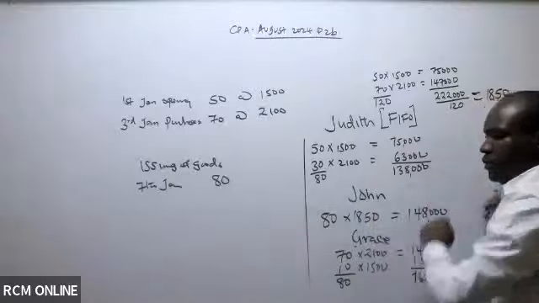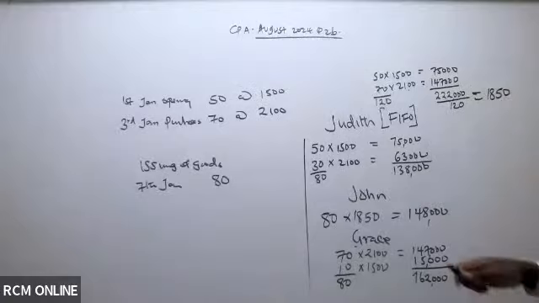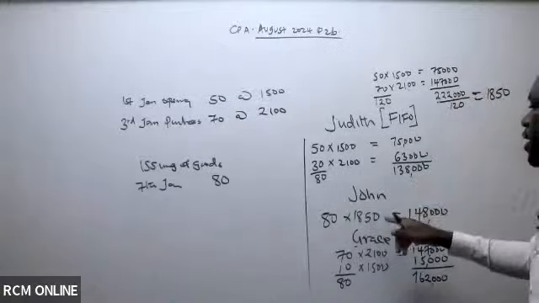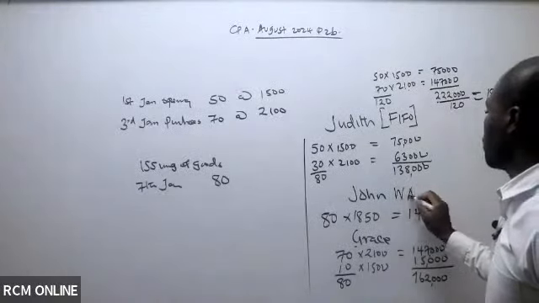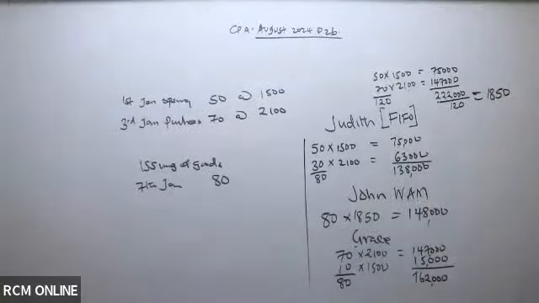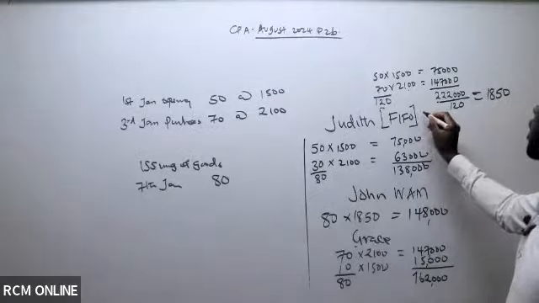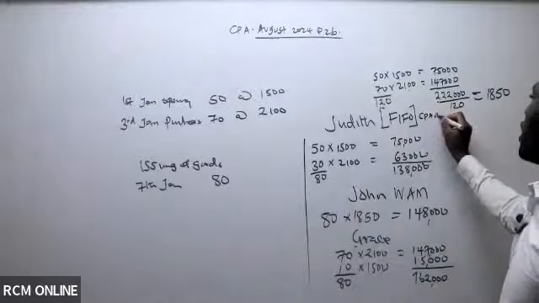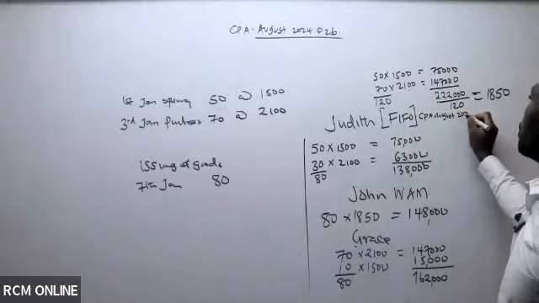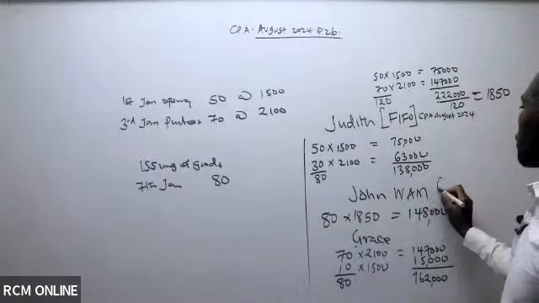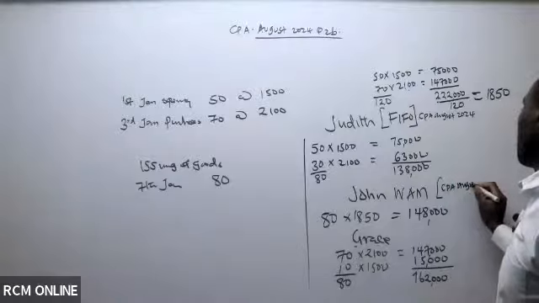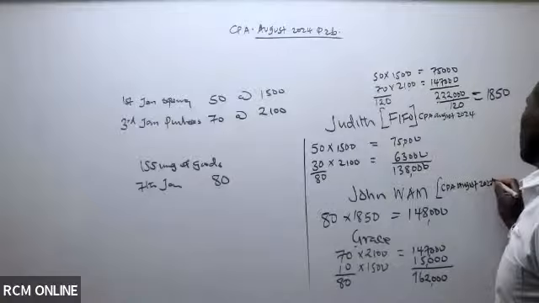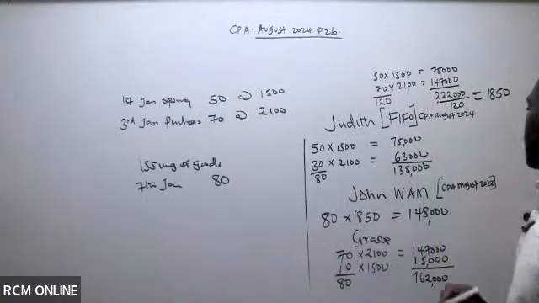Good. How about John? He got the average and then used the average as the cost per unit. Right? So he used what we call weighted average method. Of course, this method was tested in CPA August 2024. This method was tested in CPA August 2022. This one has taken a very long time.